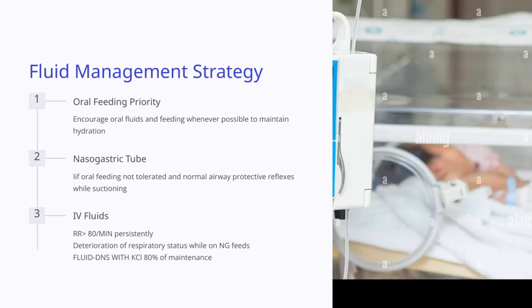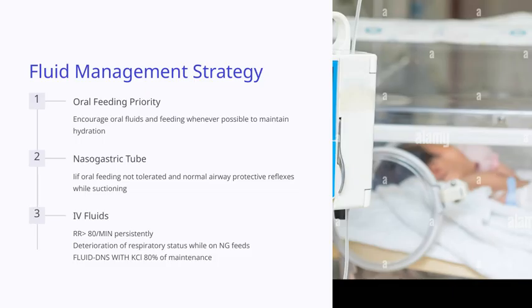Let's now discuss the fluid management strategy. First, we prioritize oral feeding whenever possible. Encouraging the patient to take fluids and feed orally helps maintain hydration and supports recovery. It's always best to promote this approach unless contraindicated. However, if oral feeding isn't tolerated and the patient still has normal airway protective reflexes, then a nasogastric tube becomes the next step. This allows us to continue providing nutrition and fluids safely, even when oral intake isn't feasible.